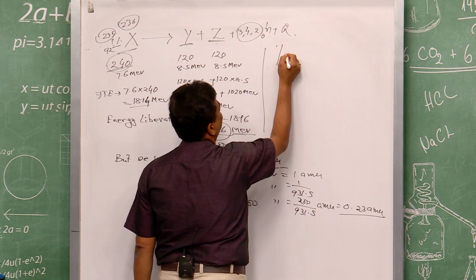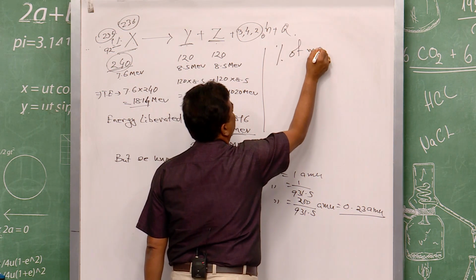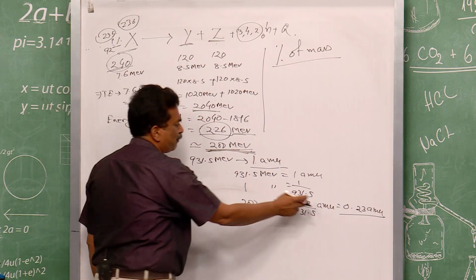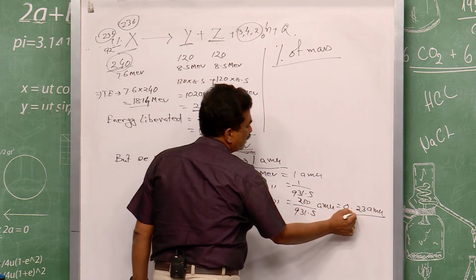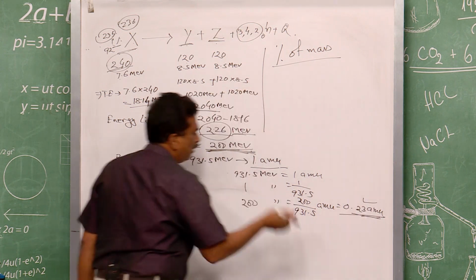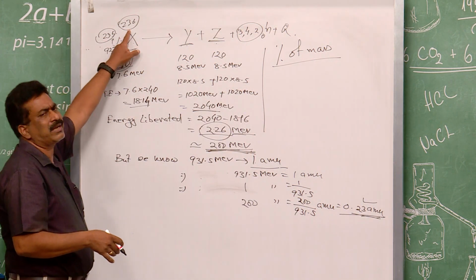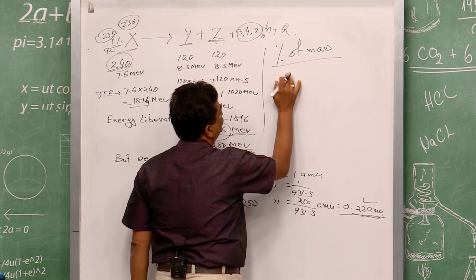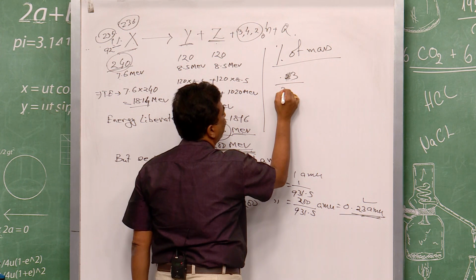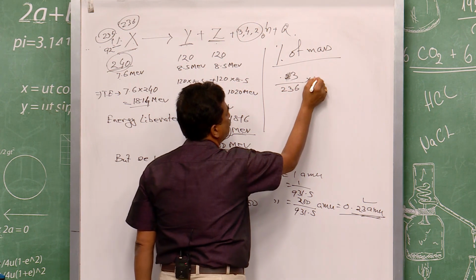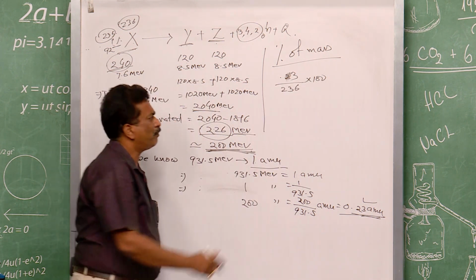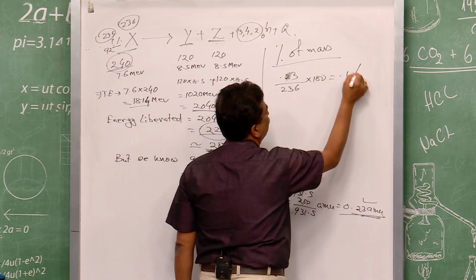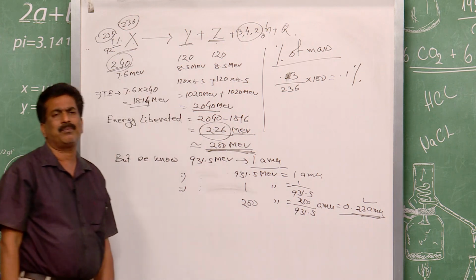So next we will find the percentage of mass. What percentage of mass is lost? How will you find that? This percentage of mass is lost from the 236 AMU. So percentage will be 0.23 by 236 into 100. If we make it a percentage, it is approximately 0.1.